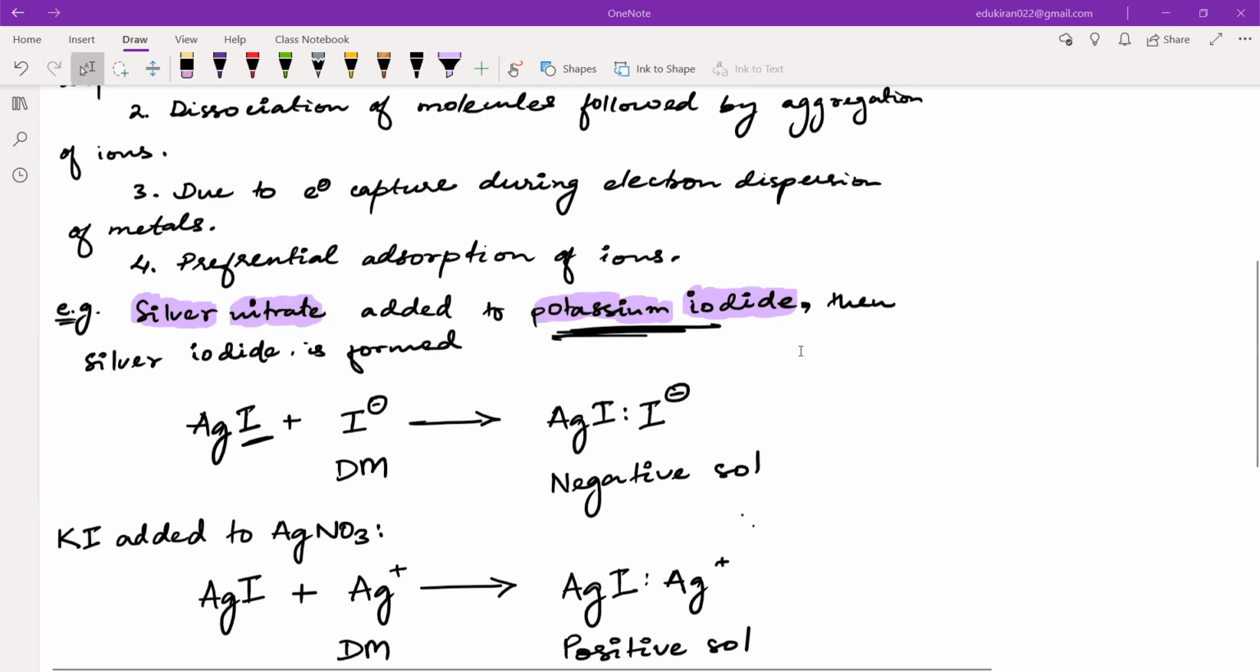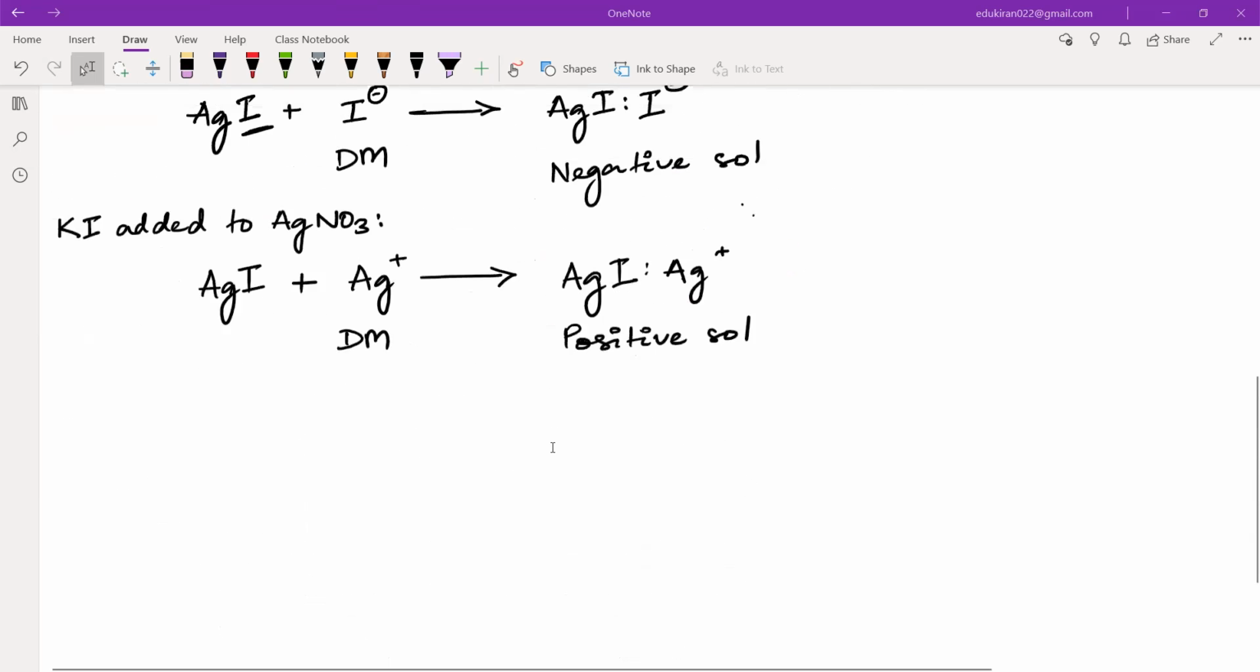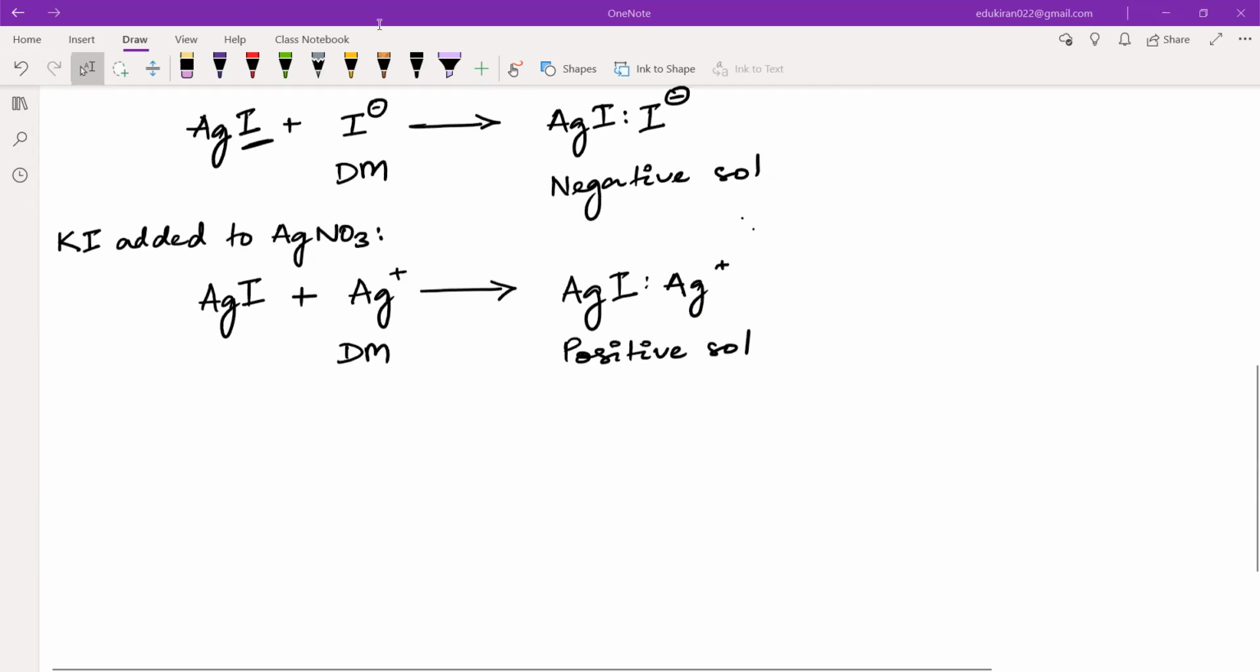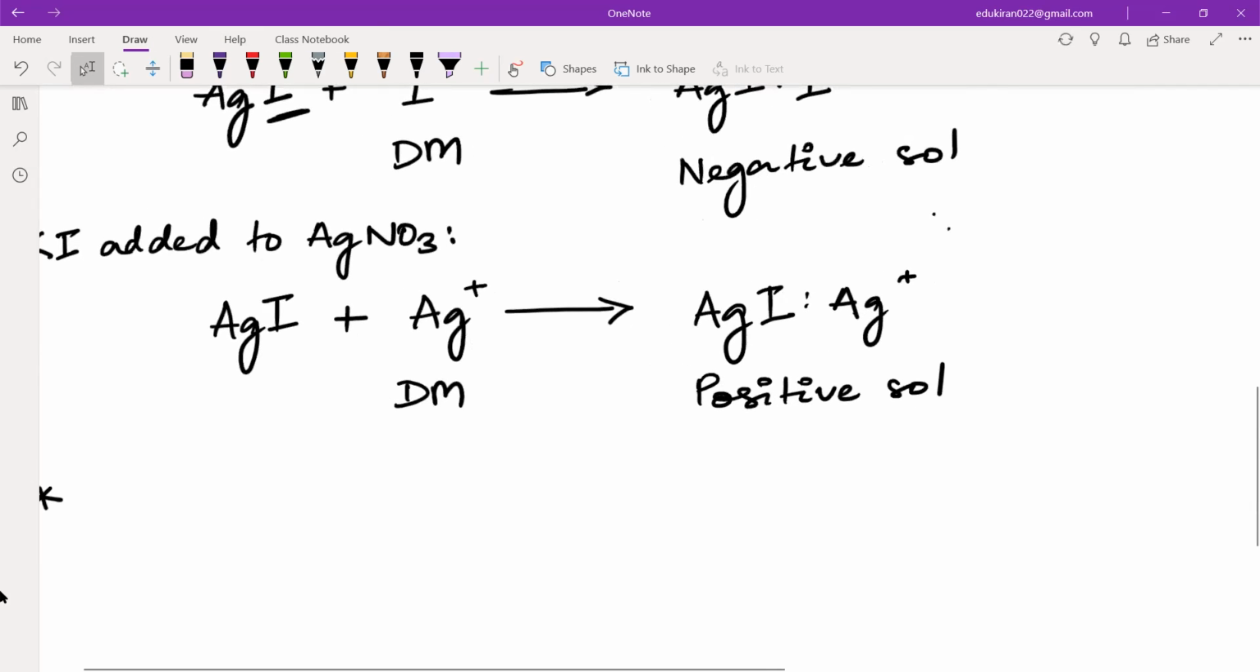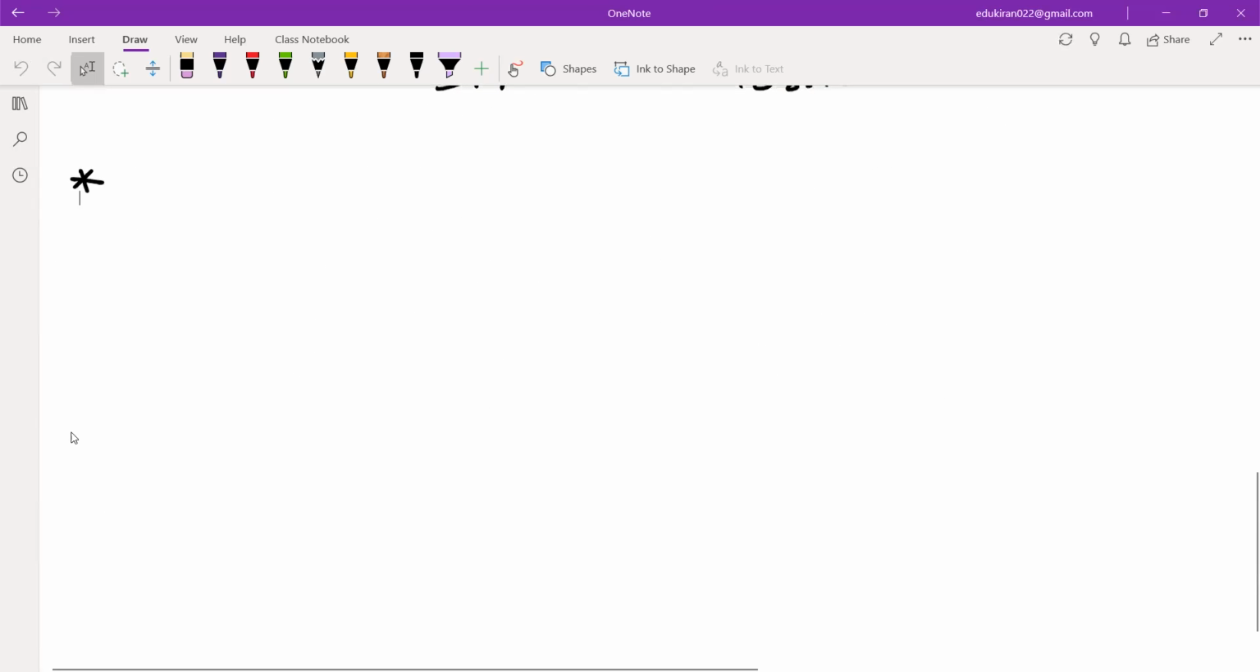Faisal and Nabir are done. Please raise your hand if you're done, guys. Fatima and Sania. Done, sir. Done. Okay. So write one point here regarding preferential adsorption.